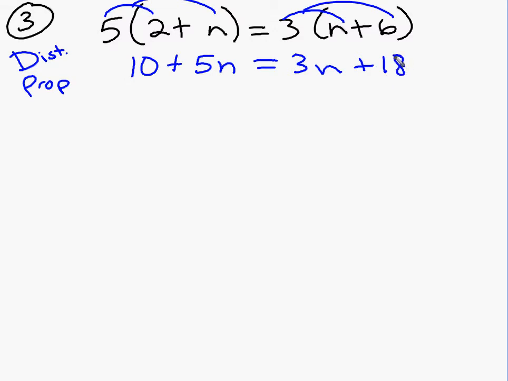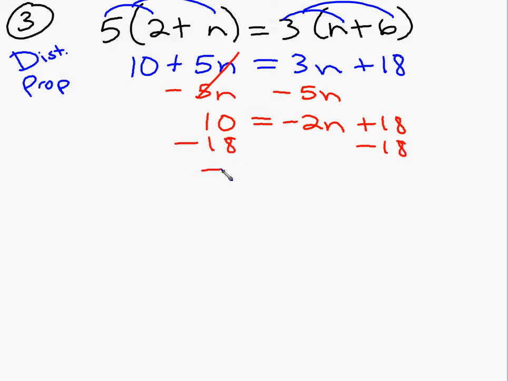Once you use the distributive property, this problem is exactly like our last two. All right, from this point on, we do the same things. This time I'll move the 5n over here just to do something different because that's totally legal. I now have 10 equals negative 2n plus 18. Make sure you get the signs correct when you're combining those terms. It's negative 2n. Then I need to subtract 18 from both sides. Negative 8 equals negative 2n. Divide both sides by negative 2. And my answer is 4.